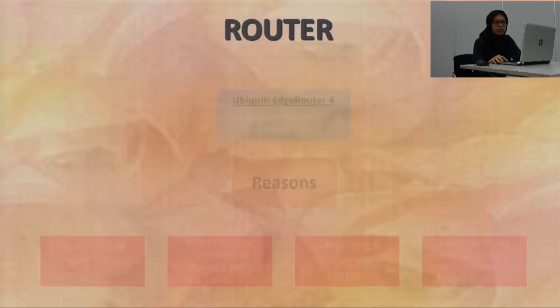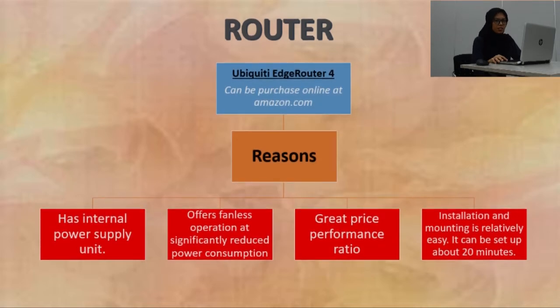Next, the router, which is the Ubiquiti Edge Router 4, that can be purchased online at Amazon.com. The reason we chose this router is that it has an internal power supply unit, offers fanless operation at significantly reduced power consumption, and a great price performance ratio. And the last one is because the installation and mounting is relatively easy and it can be set up in about 20 minutes. So let's go.